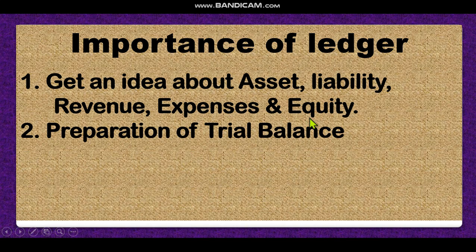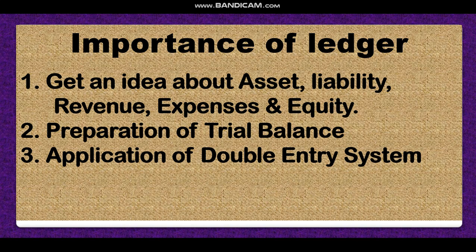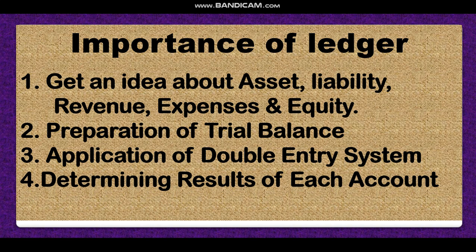Dear student, the next importance is preparation of trial balance. All of you know that trial balance is the arithmetical accuracy testing step of the accounting cycle. So with the help of ledger balances we can prepare the trial balance. Next, application of double entry system. With the help of ledger we can apply the double entry system. Then, determining the result of each account. The result can be determined with the help of ledger. That's why ledger is very important.